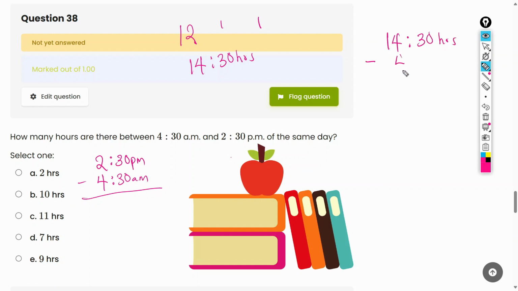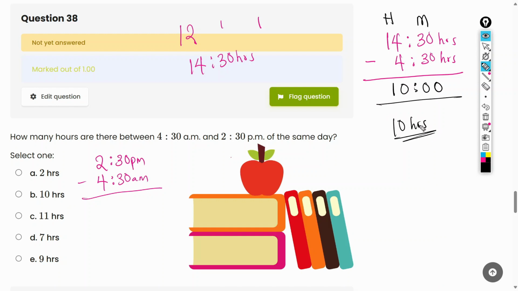minus 4:30 hours. Since it's AM, it's the same thing as 4:30 hours. And then we can subtract. This is our minutes place. This is our hours place. So 0 minus 0 is 0. 3 minus 3 is 0. 4 minus 4 is 0. 1 minus nothing is 1. So it means there are 10 hours between 4:30 a.m. and 2:30 p.m. the same day.